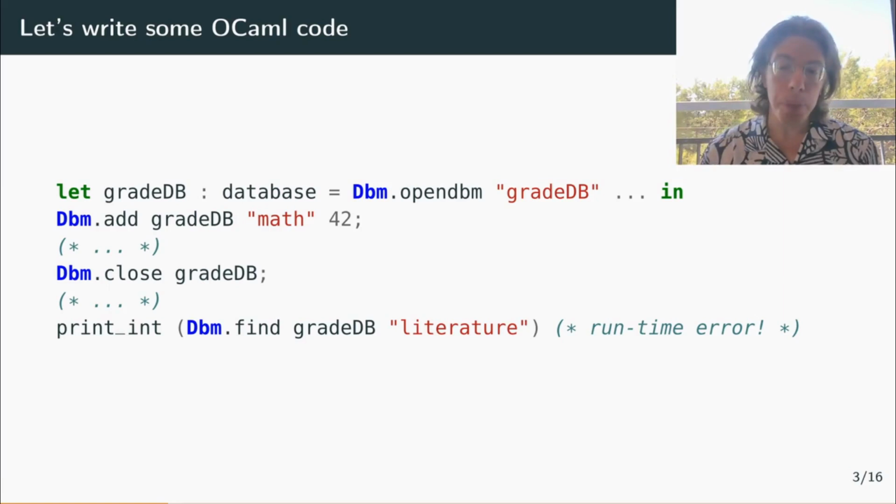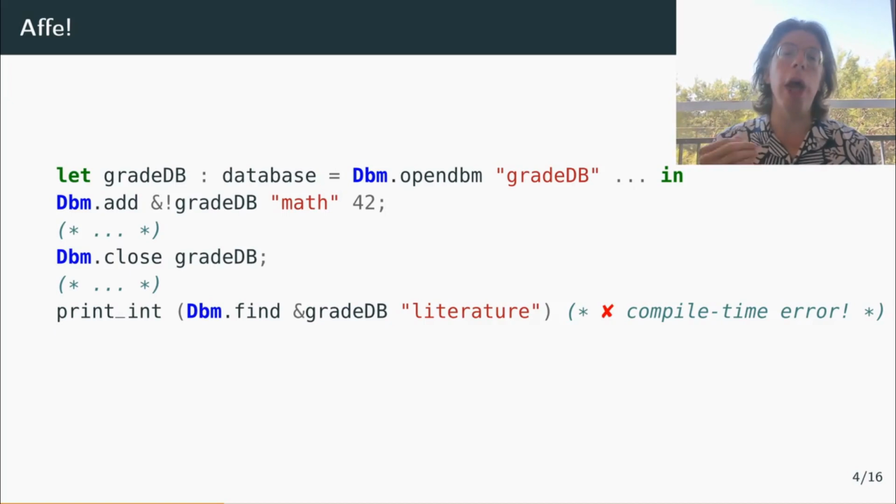There are various ways to deal with this kind of error. And today I'm going to present AF, which is an ML-like language that prevents precisely this kind of error. So here is the same program written in AF. It looks very much like the OCaml program from before, except this time, when we reach the last line, the type checker will refuse this program at compile time.